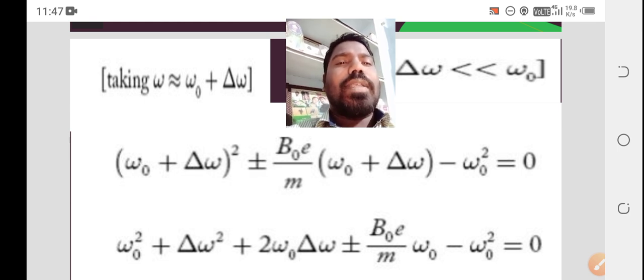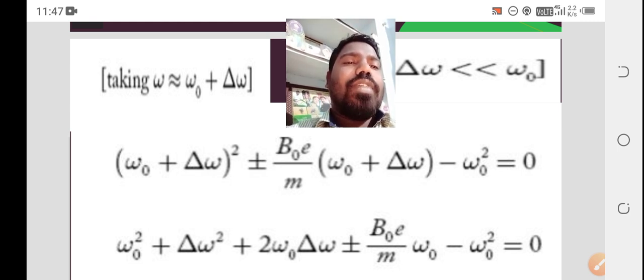So here, in the place of omega naught, omega naught plus delta omega is replaced, then it is the (a plus b) whole square formula. In the further simplification: omega naught square plus del omega square plus 2 omega naught delta omega, and this plus or minus b naught e by m into omega naught plus b naught e by m into delta omega, where delta omega is negligible. That's the reason the entire factor is also neglected.